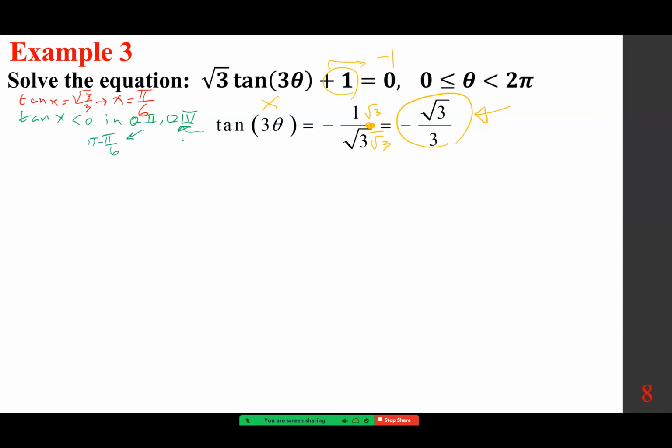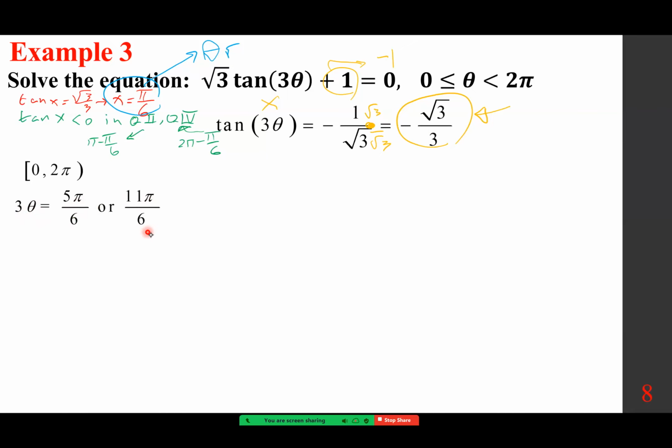Quadrant 4, 2 pi minus pi over 6. Because this, everybody, is a reference arc. I want to make sure we understand exactly how we get to the answers. So again, if it were positive square root of 3 over 3, x equals pi over 6 would be the reference arc. You can figure out what happens with the negative according to the fact that it's a tangent, the second and the fourth quadrant, so you have those answers. So that means x or 3 theta are those two numbers.